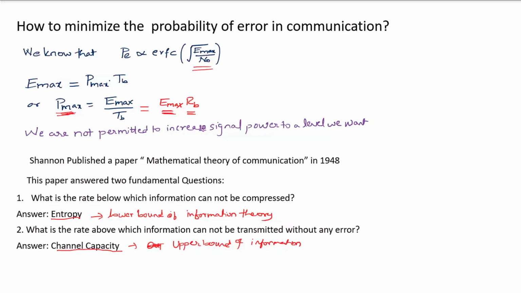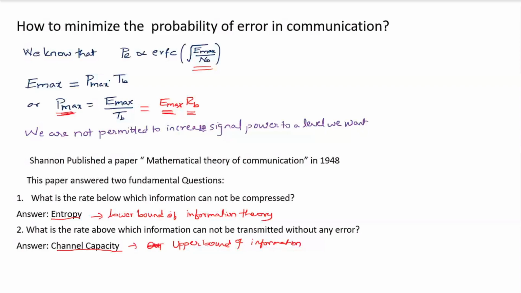If his paper was not there, people were under the impression that you just increase the signal to noise ratio. Now if you keep increasing the signal to noise ratio, you would trouble others' bands. We wouldn't have many systems existing. Because of his paper, we came to know that we can transmit a signal or data without any error, or with error as small as we want, as long as the rate of information transmission is less than capacity.